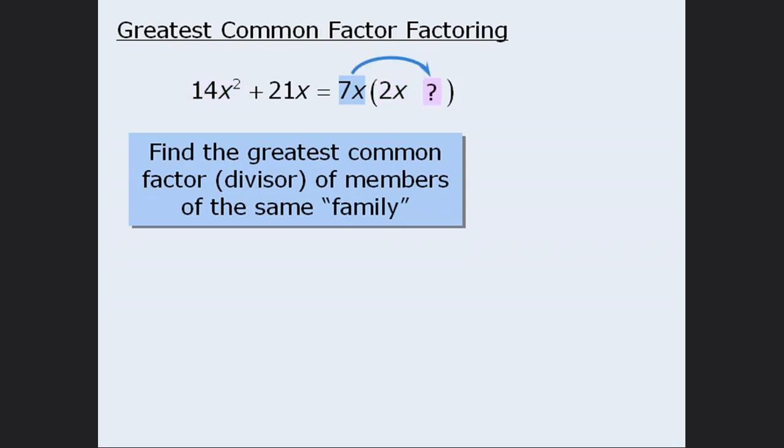Next, we need to determine what to multiply 7x by to get a product of positive 21x. Well, 7x times positive 3 equals 21x, so we can add that here. We have now factored 14x squared plus 21x. It is equal to 7x times 2x plus 3.